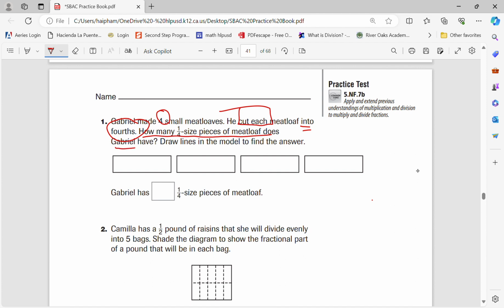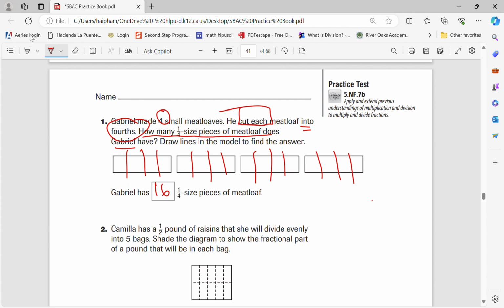So he has 4 meatloaves, and he's cutting each one into fourths. So each meatloaf, we can use 3 lines to make fourths. 1, 2, 3. 1, 2, 3. 1, 2, 3. 1, 2, 3. And the question is asking, how many pieces does he have? We have 4, 8, 12, 16. Gabriel has 16 1/4 pieces of meatloaf.